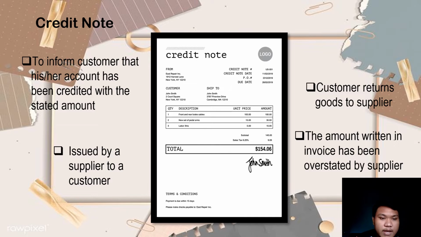Alright, next is a credit note. A credit note is used to inform a customer that his or her account has been credited with the stated amount. It is issued by a supplier to a customer when the customer returns goods to the supplier, or when the amount written in the invoice has been overstated.